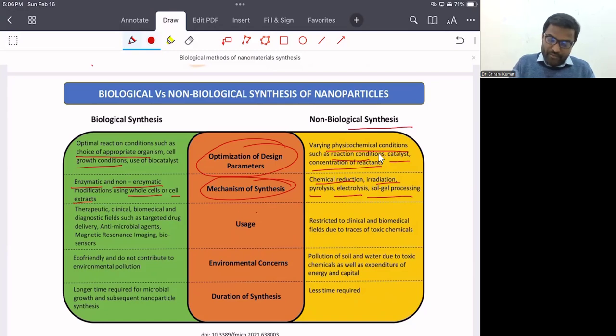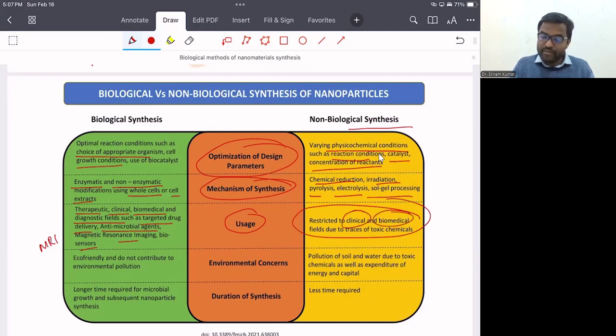And on the uses, we can use the biological system in therapeutics, clinical, biomedical, and diagnostics fields, such as targeted drug delivery, antimicrobial agents, magnetic resonance imaging, so this is MRI, and biosensors. And here in non-biological synthesis, use is restricted in the clinical and biomedical fields due to the presence of toxic chemicals.